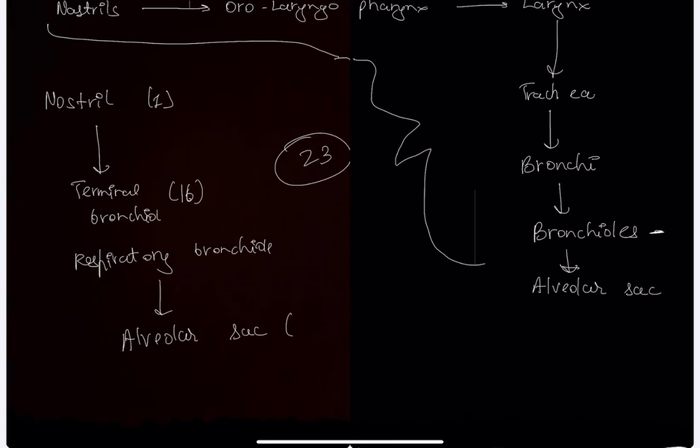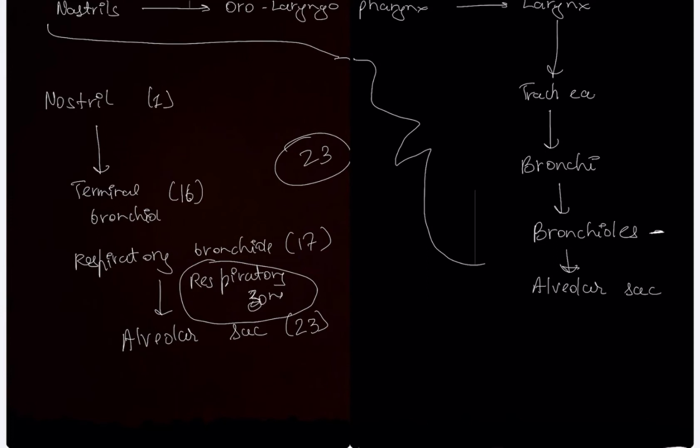I want to give you an example. After the terminal bronchiole, which is the 17th division, there are respiratory bronchioles. From the respiratory bronchioles to the alveolar sac there are basically 23 minus 17 divisions, and we call this zone the respiratory zone. So what is the respiratory zone? The respiratory zone is from the respiratory bronchiole to the alveolar sac.